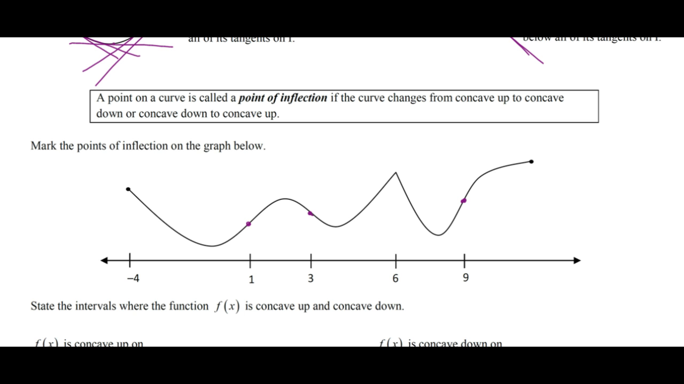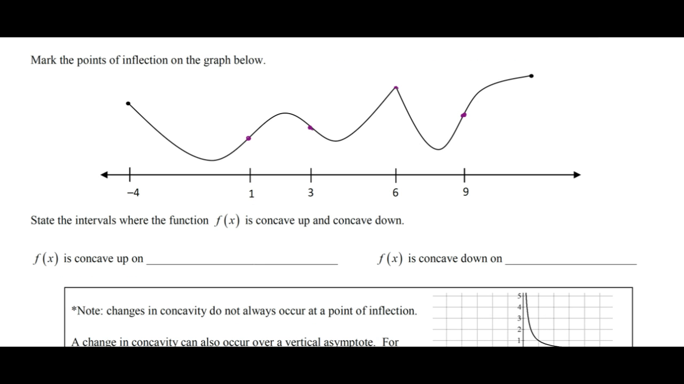Would there be a point of inflection at 6? Well, there is a change, sort of, right? But it's not changing concavity, right? Because they're both concave up on either side. But yeah, we'll say there's something going on at 6, obviously.